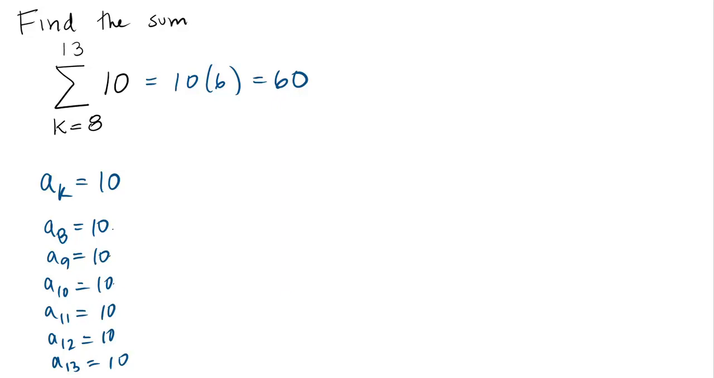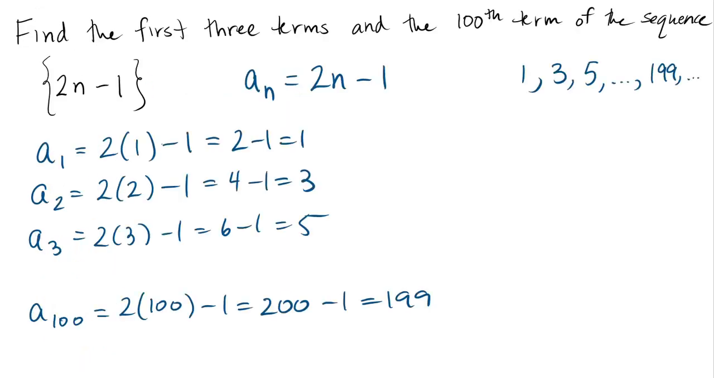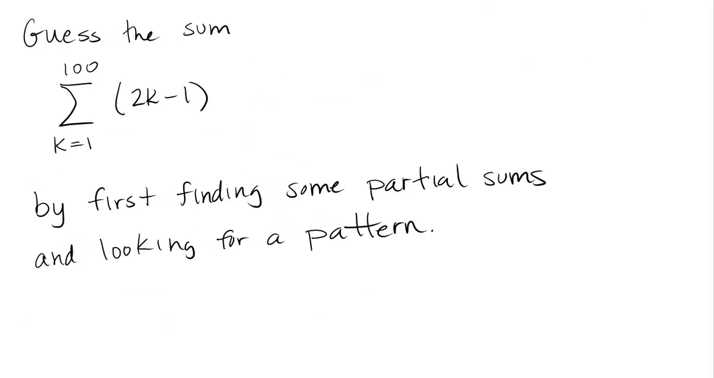Our very first example of a sequence was this sequence 2n minus 1, which generated the odd numbers. What we're going to do is try to guess the sum of the first 100 terms of that sequence. In other words, that's the sum of the first 100 odd numbers. Now, how are we going to make a guess at that? Well, we're going to find some partial sums and look for a pattern. A partial sum means just add up a few of the terms.